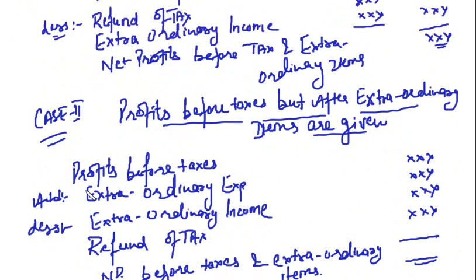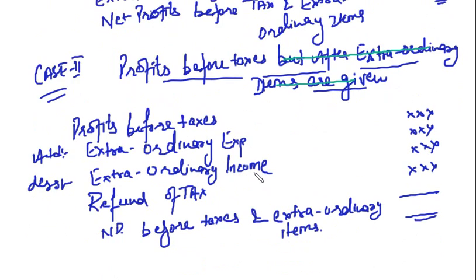If we are given profits before taxes, even if this line is not written in the question, it implies that extraordinary items have been either debited or credited in the profit and loss account, right? So how you are going to treat that is, in profits before taxes you will add back any extraordinary expense because this expense is not related to the operations of the business. Clear?